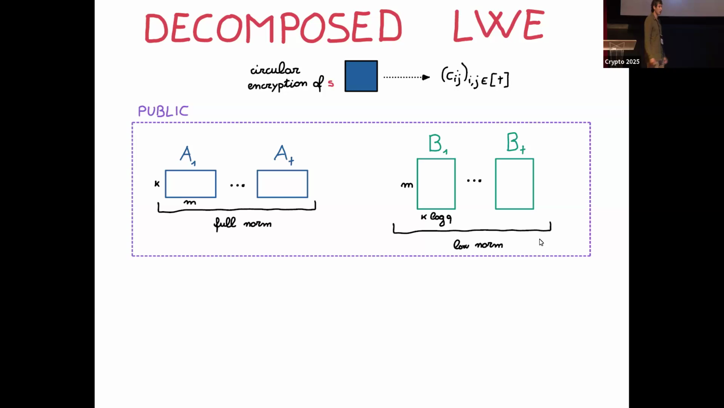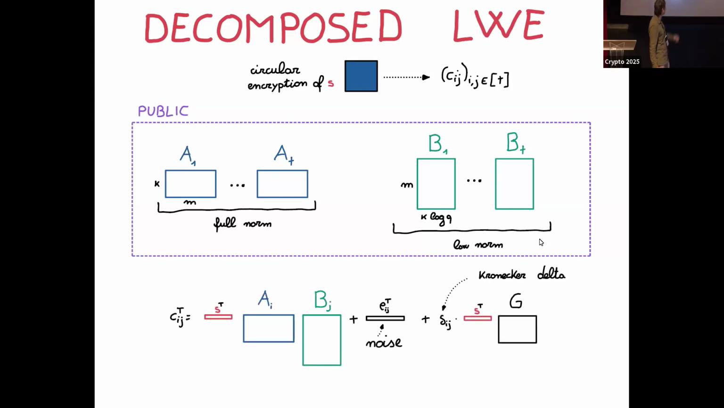And yeah, these Cij terms are made as follows. There is some public material consisting of two T matrices. The first T are sampled uniformly at random and are fat, whereas the last T are thin matrices that are low norm. And they are chosen in a way that I can multiply any of these Ai by any of these Bj. And yeah, the term Cij is going to be what you see on the slide. So there is the secret key S multiplied by Ai times Bj.